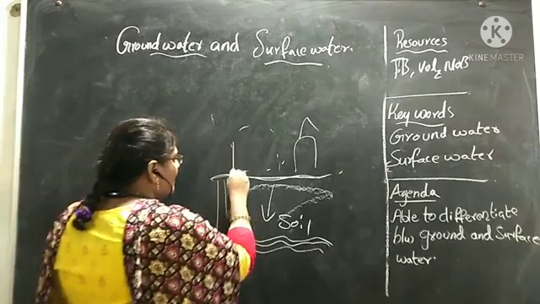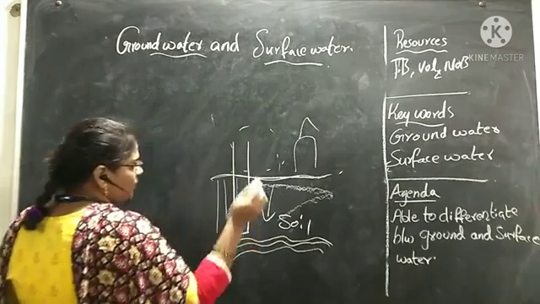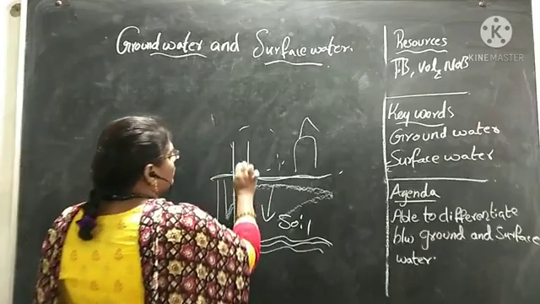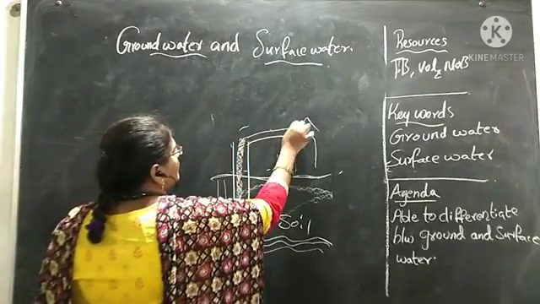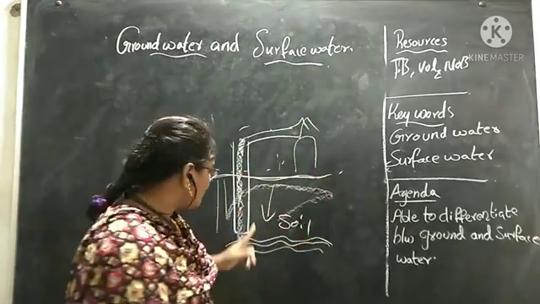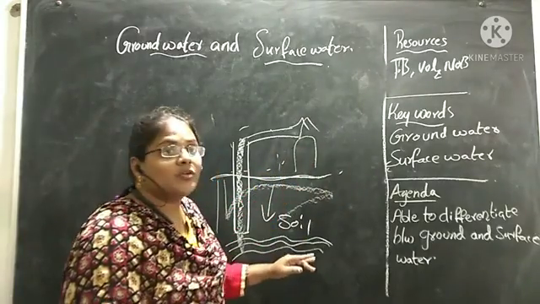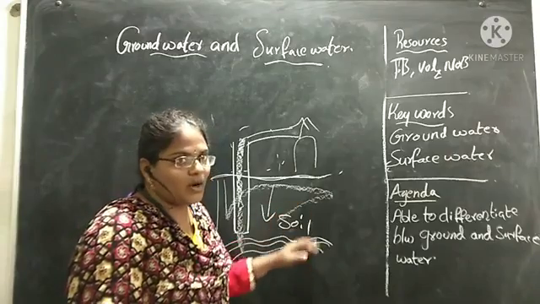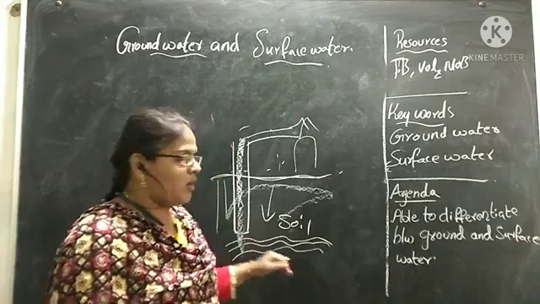When we are building a new house, we keep boring so that we get water from this pipe like this, and keep the pipes to our homes. So how are we getting water in the taps? From the groundwater. The water which we get from the soil under the ground we call groundwater.